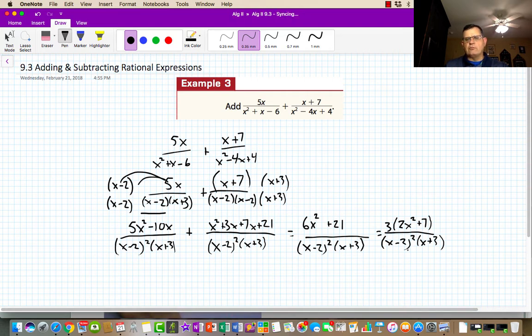And again, if we had to write our domain, it would be x such that x is not equal to 2 or minus 3.